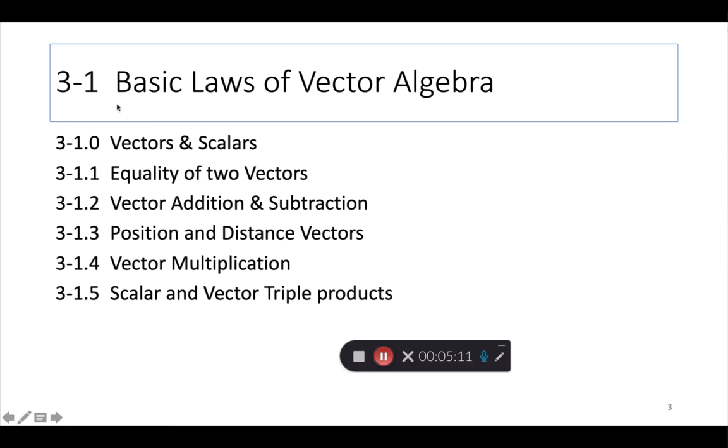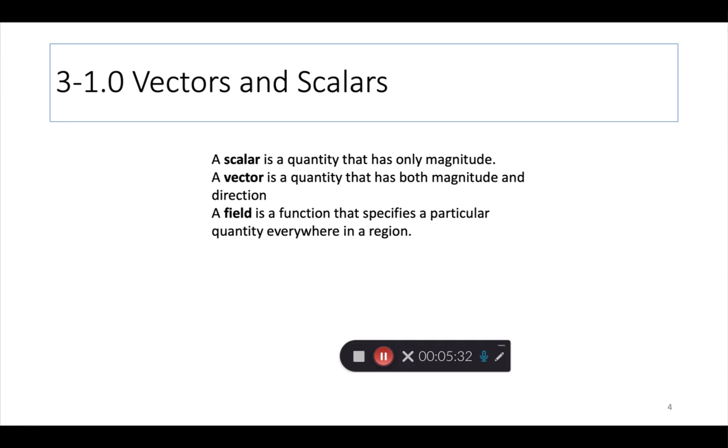So in topic 3-1, basic laws of vector algebra, we clearly try and define vectors and scalars, equality of two vectors, vector addition and subtraction, position and distance vectors, vector multiplication, and then scalar and vector triple products. Okay. All right. So it's not like you don't know vectors or scalars, I'm sure. And we also did plenty of this kind of material. We called it phasors when we did EE 188 and 280. And you guys did signals and systems, so I'm sure you are also using vectors there.